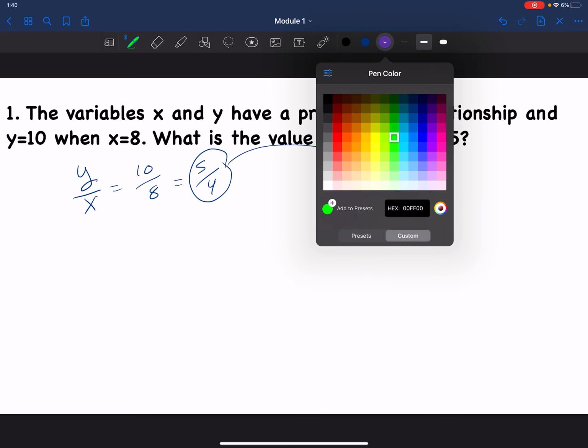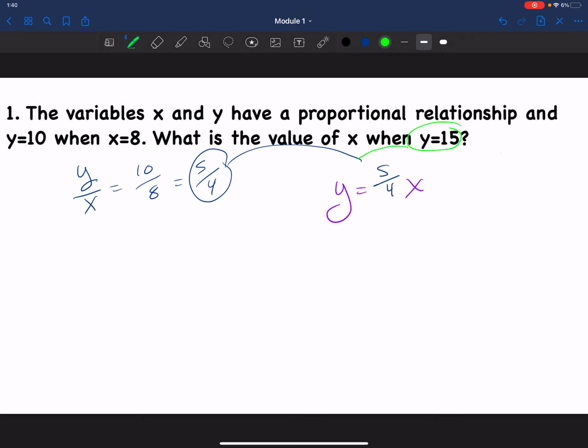Now from here, we're going to take this y value they give us and plug it in. So 15 is equal to 5 over 4 times x. Now I'm going to multiply by the reciprocal of that fraction so that I can cancel it out. So I'm going to multiply by 4 over 5. So this side now looks like 15 over 1 times 4 over 5 is equal to, those cancel, x.